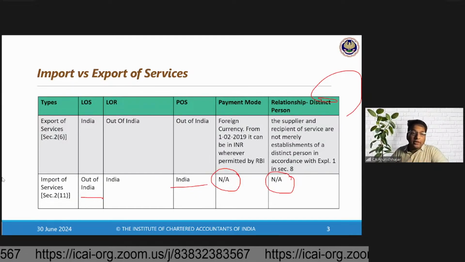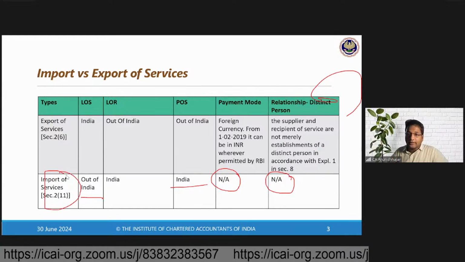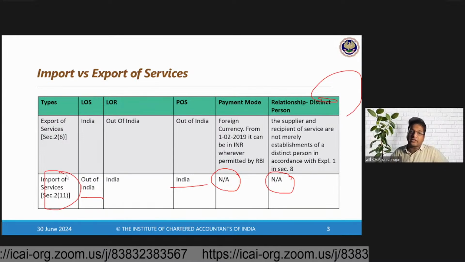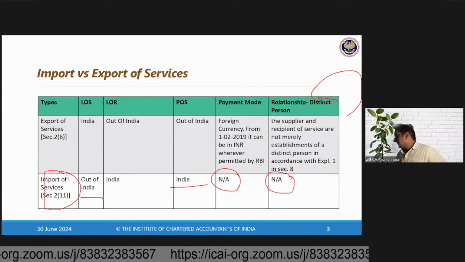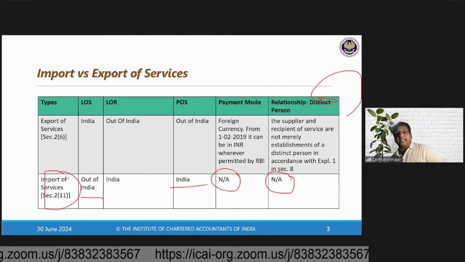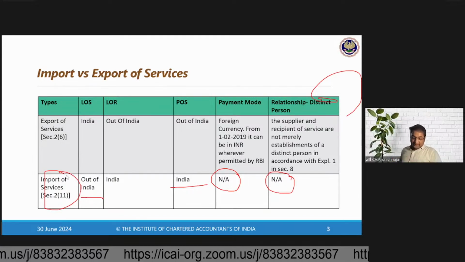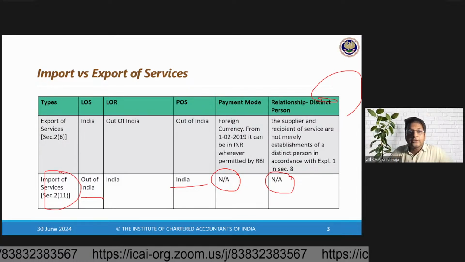Can anybody quickly tell me who will pay the tax in case of import of services? Absolutely correct, Viraj. The importer will pay the tax, and that is called the reverse charge mechanism. Correct?